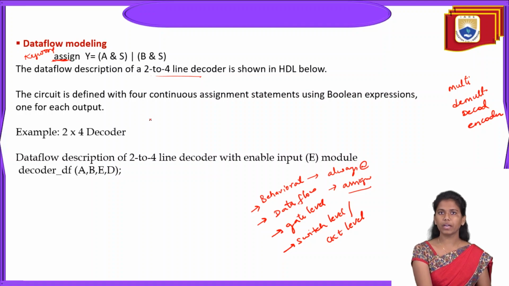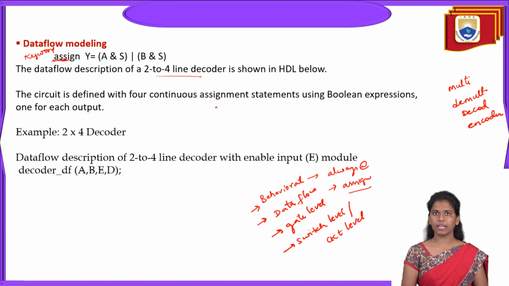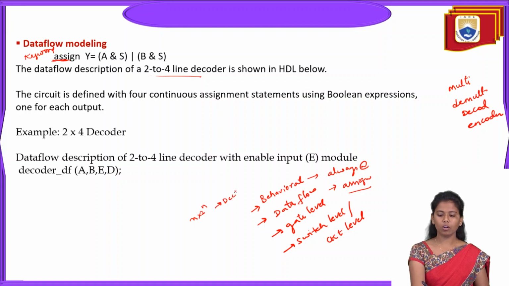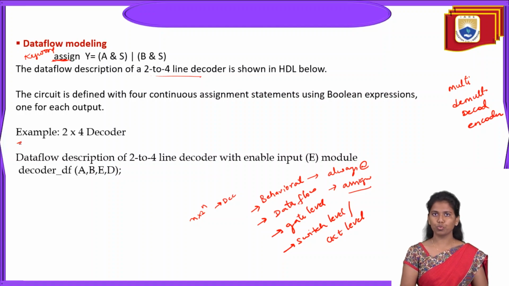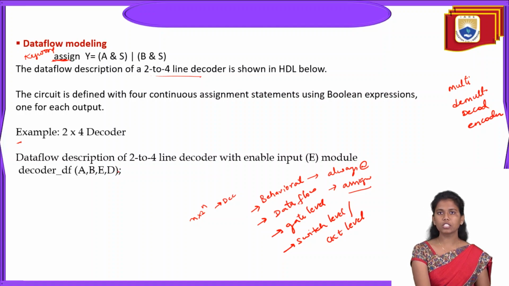The circuit is defined with 4 continuous assignment statements using Boolean expressions, one for each output. As we are discussing the decoder, what is a decoder? N input, 2 power n output, right? That is a decoder, and the opposite of the decoder, 2 power n input and n output, is nothing but the encoder. So here, as we are considering the example of a 2 to 4 decoder, we see the data flow description of a 2 to 4 decoder with enable input E, module decoder_DF.